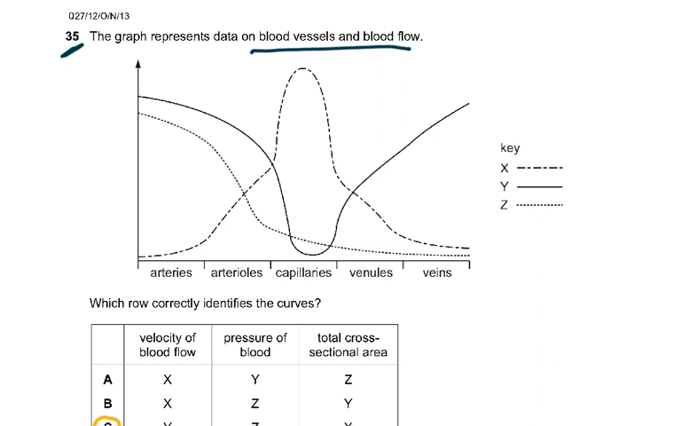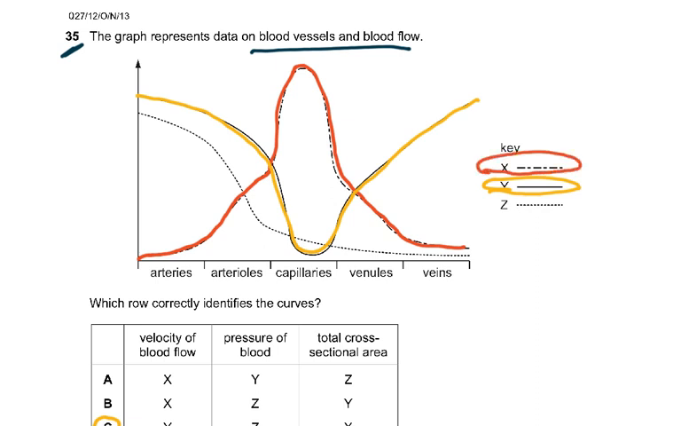So X, let me give three different colors to it. X is this one, and it's increasing, and then it's going to decrease. Then Y is this one, which I'm drawing in yellow. This is Y. This was X. And then Z is this one. Now it says which row correctly identifies the curves.